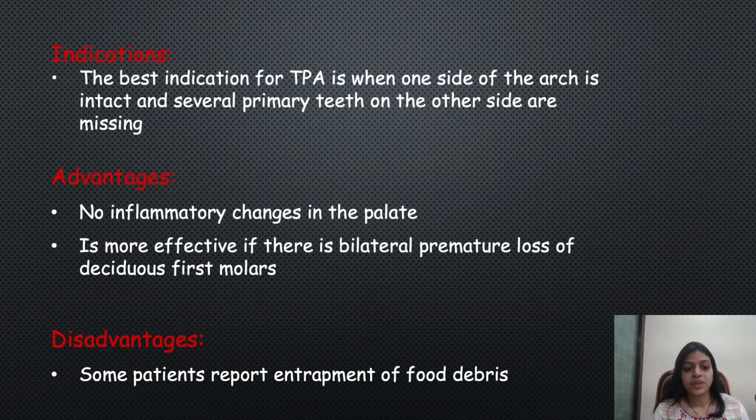Simple appliance, indicated when one side of the arch is intact and several primary teeth on the other side are missing. And advantages are no inflammatory changes can be seen because we are not using any acrylic plate. It is more effective if there is bilateral premature loss of deciduous first molars. And the disadvantage is that some patients report entrapment of food debris.